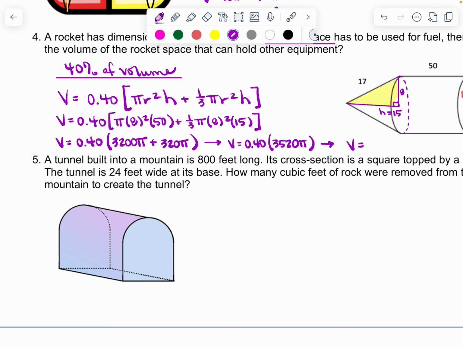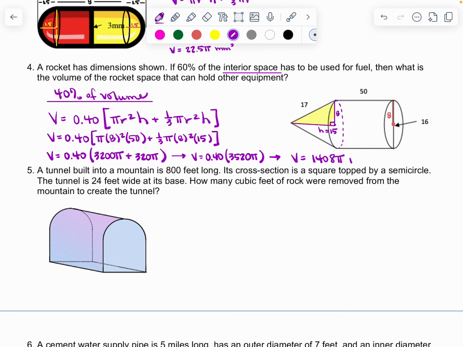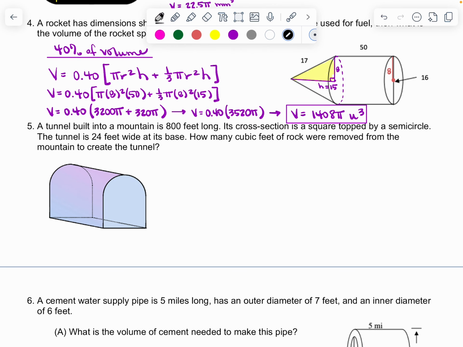And so I'm going to take 40% of 3520. I'm going to multiply that by 0.4, and that gives me 1,408 pi. And it doesn't really give me units, so again, I'm going to put u cubed. And that is our final. That's how much space is left over for anything other than fuel. All right, next question.